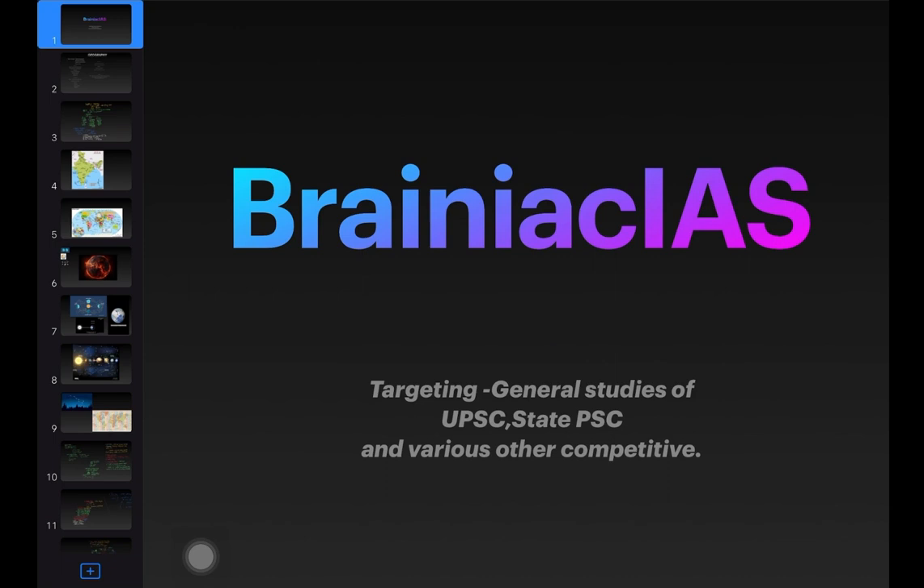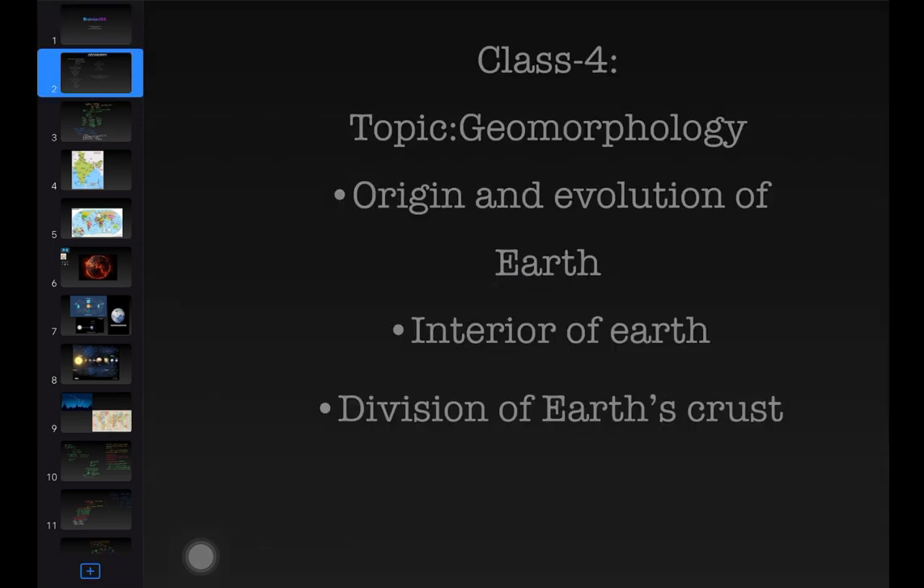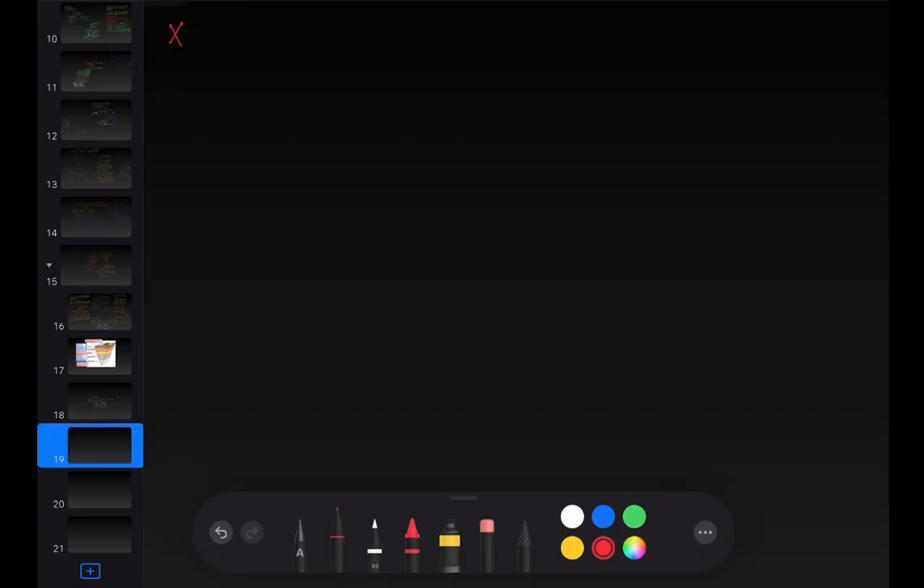ये हमारी क्लास फोर्थ का पार्ट 2 है। क्लास फोर्थ के पार्ट 1 में अपन ने कवर कर लिया था जियोमॉर्फोलॉजी, origin and evolution of Earth and interior of Earth. And in this class, we will cover division of Earth. So let's start our class. And the topic for today's class is division of Earth.